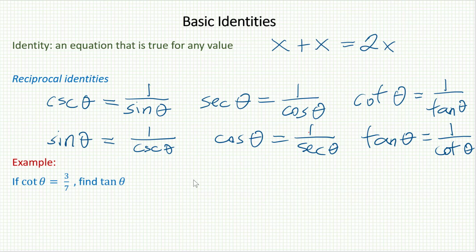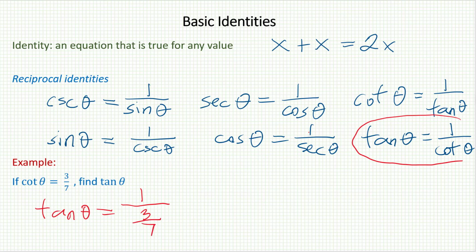How can we use these identities? Well, let's take a look at an example. If cotangent theta is 3/7, find tangent theta. Well, I just need to determine which of my identities applies here. I want the one that gives me tangent theta when I know cotangent theta. So that would be this identity here. Tangent theta equals something involving cotangent theta. So I could write tangent theta is 1 over, and then in place of cotangent theta, I'll write 3/7.